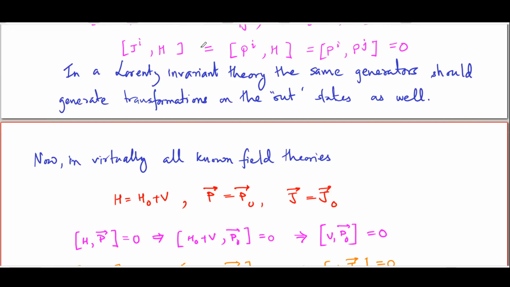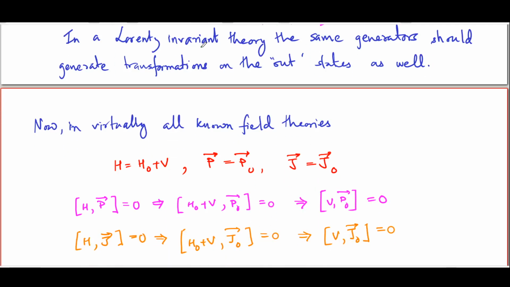Now, an immediate consequence of the fact that H and P commute, this is a part of the Poincare algebra, is that H0 plus V must commute with P0. Remember, P0 is identical to P. And since H0 commutes with P0, this immediately tells us that in a Poincare invariant theory, this extra piece, the interaction V, must commute with P0. And similarly, the fact that H commutes with J tells you that V has to commute with J0. So these are important restrictions on the interaction term in the Hamiltonian which Poincare invariance imposes.